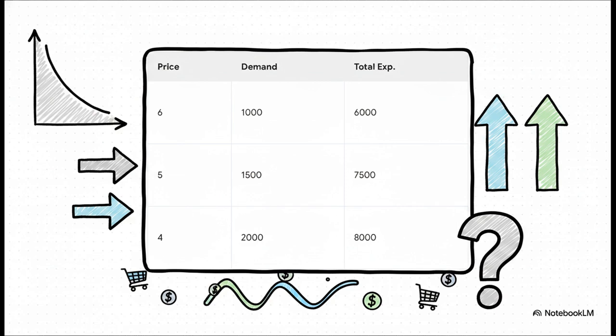Let's think about 3 distinct cases here where a price falls from 6 down to 5 and then down to 4. To figure out the total expenditure, we simply multiply the price by the demand. Simple enough, right? In the first case, as the price drops, demand shoots up so much that the total expenditure actually goes up from 6,000 to 8,000. In case 2, expenditure just stays perfectly constant. And in case 3, well, the price drop just isn't quite enough to boost demand and the total expenditure actually falls. The direction that this money moves is our secret decoder ring for finding elasticity.